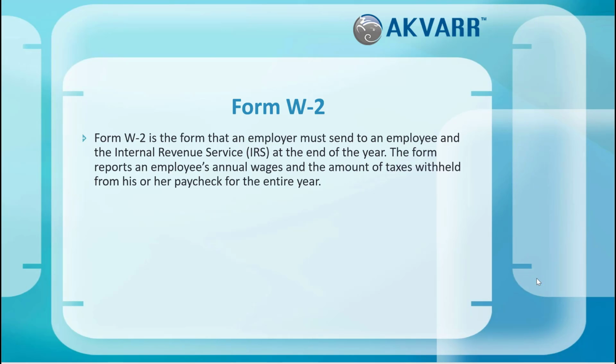So we'll start out with a definition. A Form W-2 is the form that an employer sends the employee and the IRS at the end of the year. The IRS is the Internal Revenue Service in the United States, which collects taxes that are submitted by the employer and the employee. The form reports an employee's annual wages and the amount of taxes withheld from his or her paycheck for the entire year.